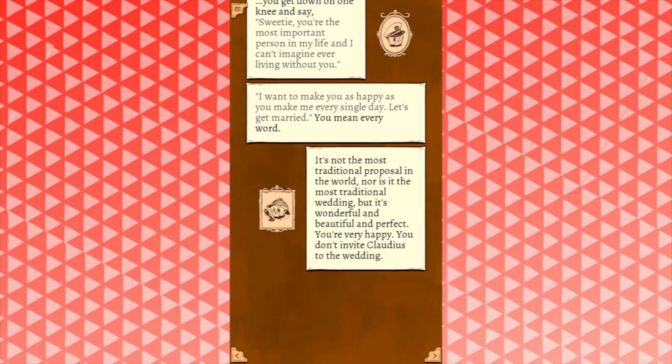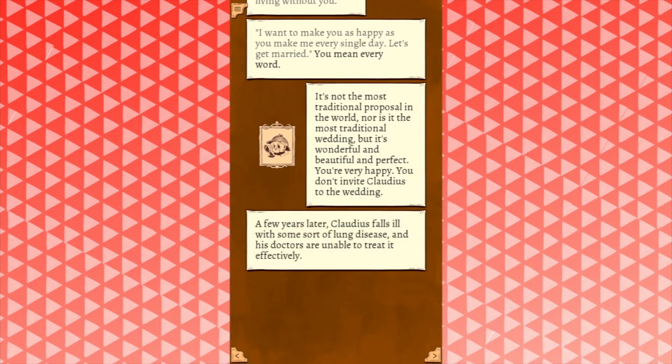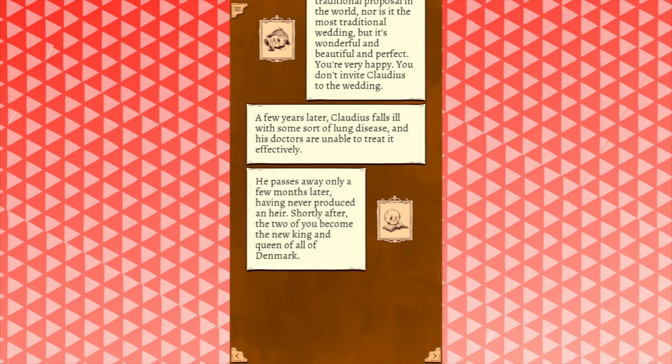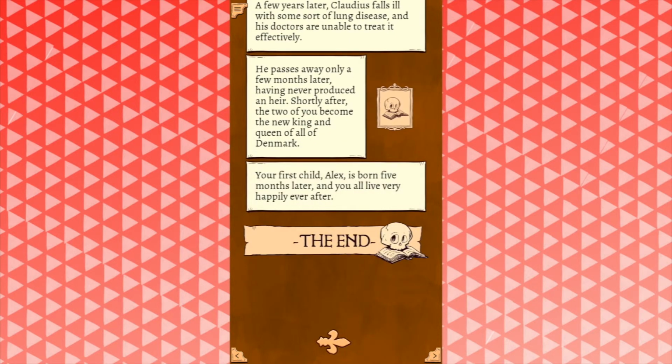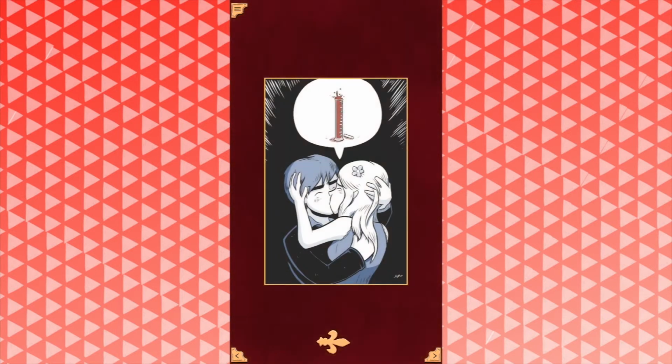You're very happy. You don't invite Claudius to the wedding because, a few years later, Claudius falls ill with some sort of lung disease, and his doctors are unable to treat it effectively. He passes away only a few months later, having never produced an heir. Shortly after, the 2 of you become the new king and queen of all of Denmark. Your first child, Alex, is born 5 months later, and you all live very happily ever after. The end. Oh my god, they're making out in an alcohol thermometer.